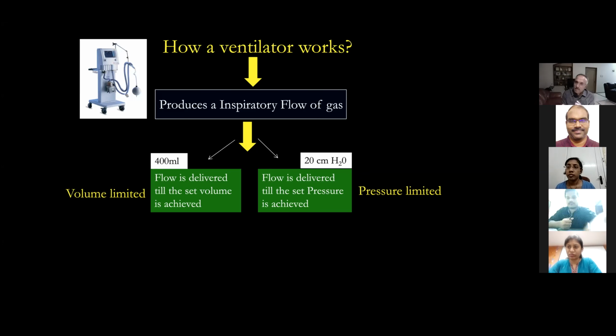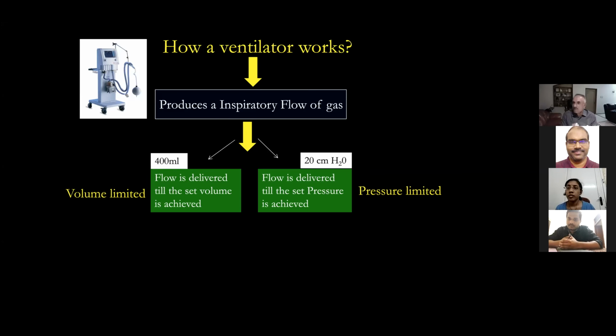What is the variable then? What can vary depending upon the resistance? The pressure can vary. Pressure and the flow. Flow cannot change. Flow is fixed in a volume limited ventilation. Flow is fixed and volume is fixed. I have told you in the first class, volume is flow into time, the volume delivered. When we say volume is limited, flow also is limited, isn't it? It's fixed. When the clinician sets 400 ml, it is fixed.